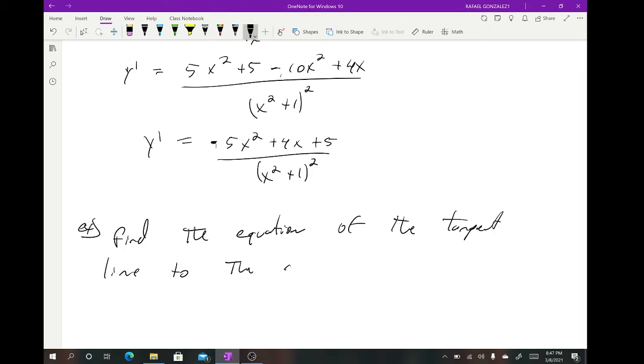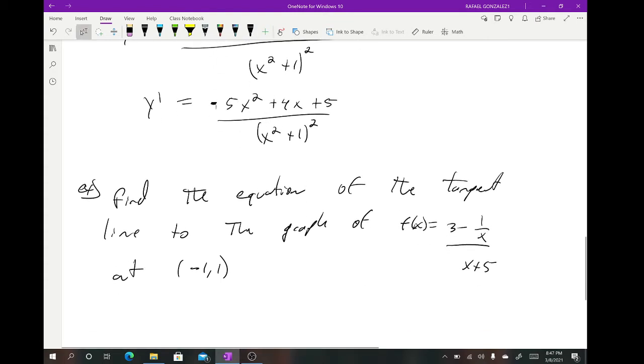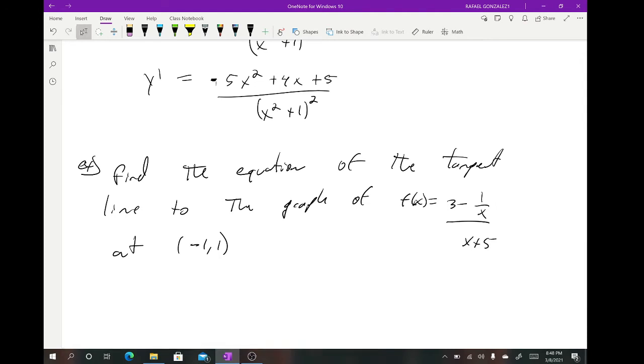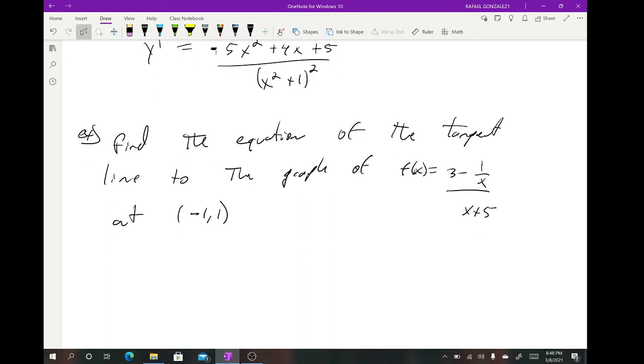So the graph of f of x equals 3 minus 1 over x, divided by x plus 5, at the point minus 1 and 1. It's minus 1 over x. Okay? So it is often better to rewrite functions instead of beginning to multiply right away.